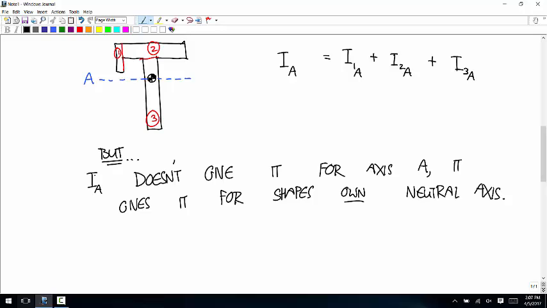So I gave you formulas for the moment of inertia about the neutral axis. And so we have a formula for the moment of inertia of rectangle one, rectangle two, rectangle three. But the problem is that formula gives the moment of inertia of one about its own neutral axis, which is up here. It gives the moment of inertia of two about its own neutral axis, which is there, and three about its own neutral axis, which is there. So that's not what we need to add these up. And we're going to get around that with the parallel axis theorem.